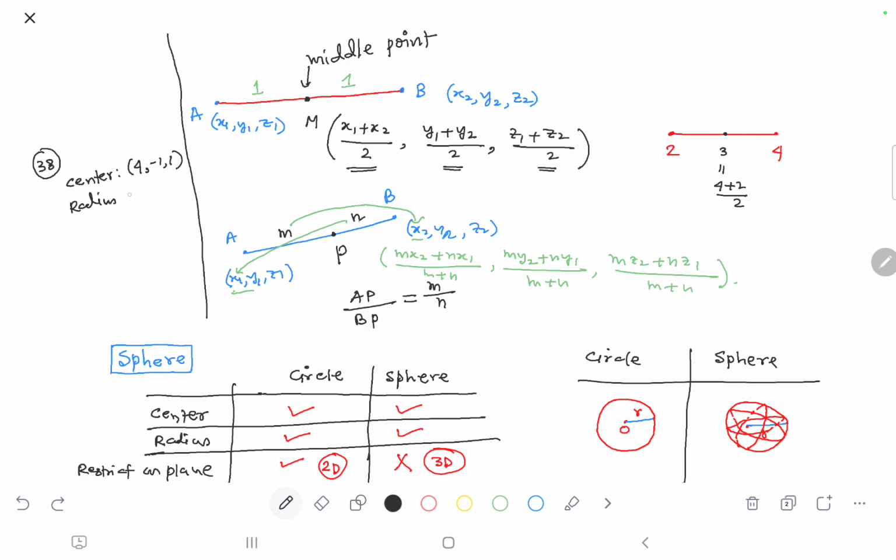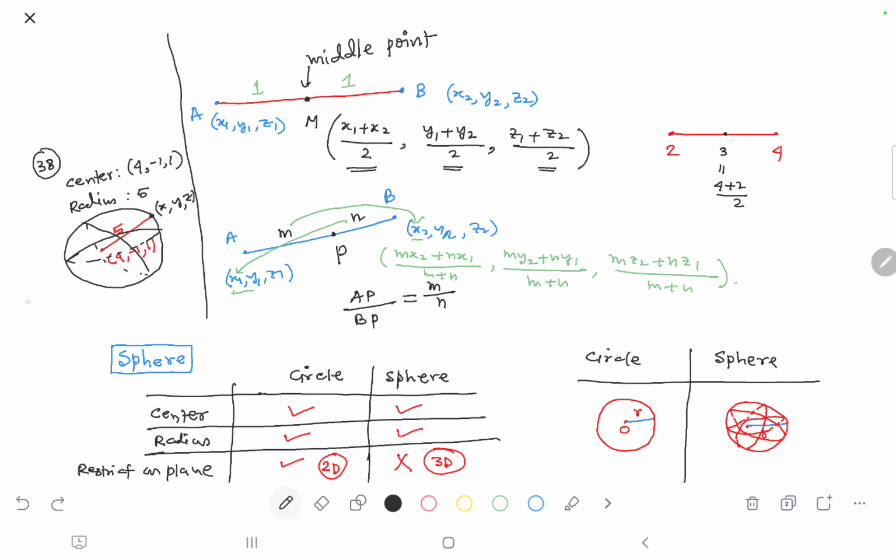So to draw a circle, if we know the center and radius, then you can write the equation. The center is given here, so let me write: center (4, -1, 1), and radius is 5 units. Now see, if we take any point on the sphere, we don't know how the sphere looks, maybe it looks this way. So if you take any point on the sphere, let's say (x, y, z), just take any point (x, y, z).